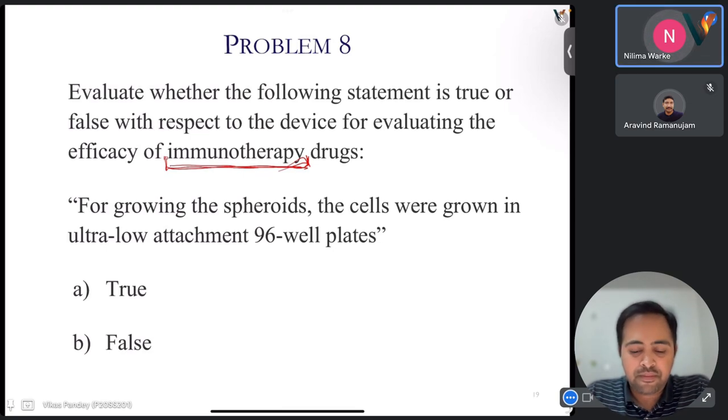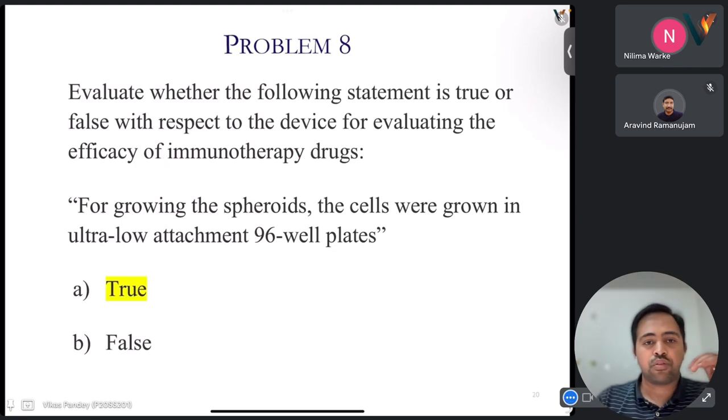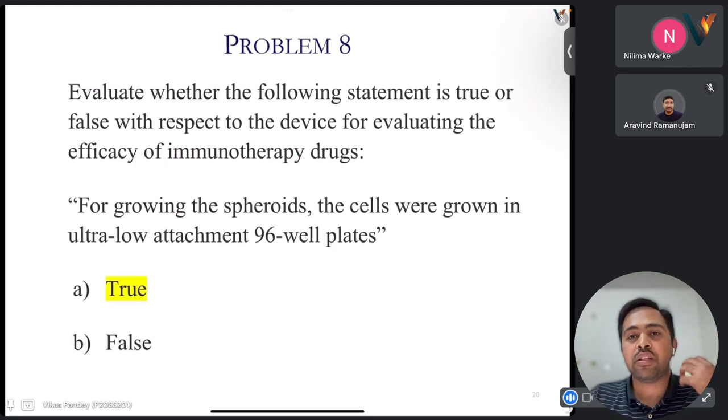When you will have that immunotherapy drug, the person will have ability to fight with those cancer cells. Yeah. So the therapy tries to activate our immune system to fight with the cancer cell. Okay. So this is true. Like this is to check whether that drug is working or not. Okay.